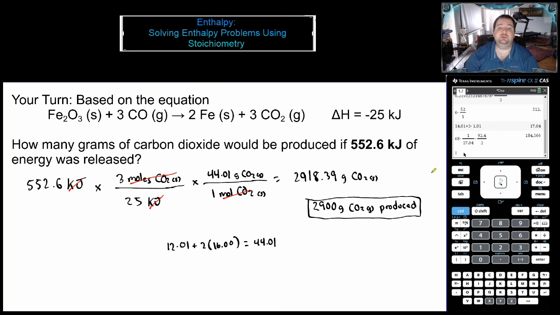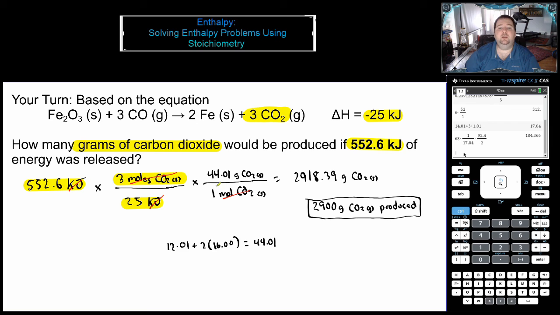Let's go through the solution. Okay, so we started off with 552.6 kilojoules of energy. So that's what we start off with. Now we need to get rid of the energy, and we know that it's 25 kilojoules, and we're converting into grams of carbon dioxide. We can't go straight to grams. We need to go to moles first. So we're going to look at the carbon dioxide in the problem, and there's 3 moles of it. So we're multiplying by 3 moles of carbon dioxide.